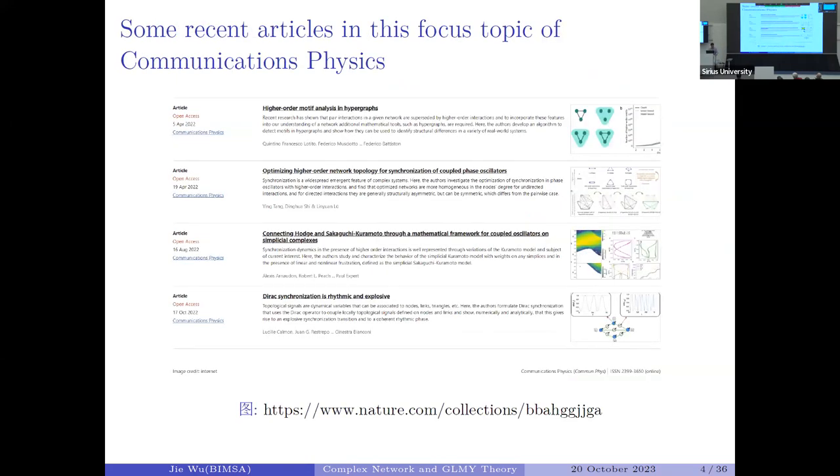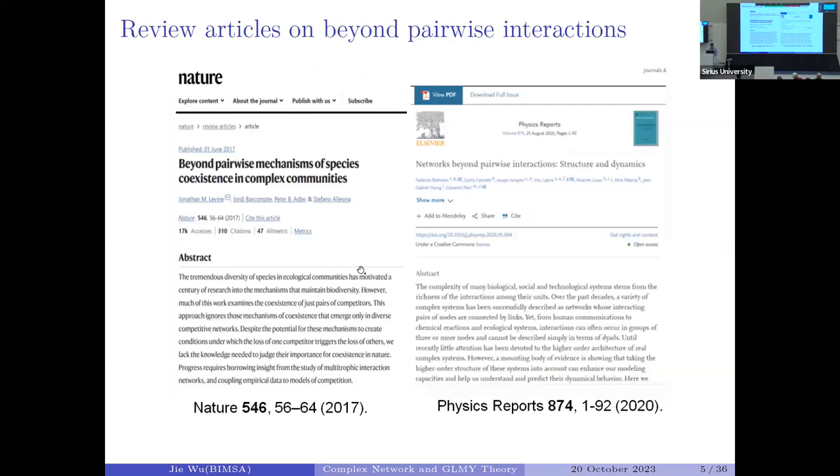Okay, so these are articles they collected. I just show you a few. I think there are more than 19 articles on this topic. And you can also see some recent review articles, in Nature Reviews and Physics Reports. And there's a long paper, 92 pages, where they try to discuss interactions beyond what the Nature Review called beyond pairwise mechanics, right?